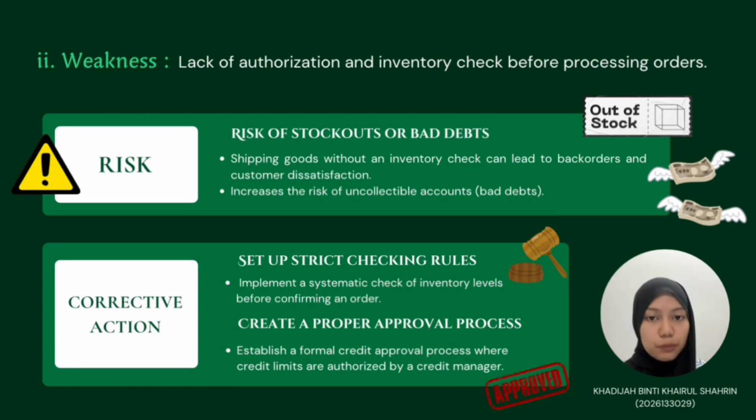To fix these problems, we need to set up two strict rules. The first one is to always systematically check our inventory levels before we confirm any order, and the second one is to establish a formal credit approval process. It is super important that this credit check is done by a separate credit manager who is completely independent of the sales team, because while sales want to sell to everyone, the credit manager makes sure we actually get paid.